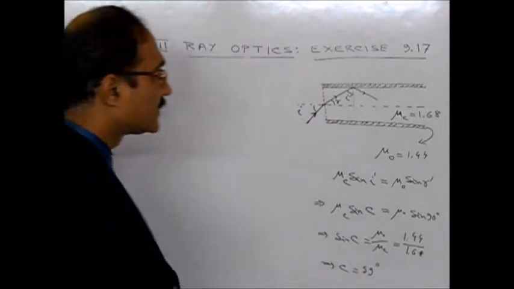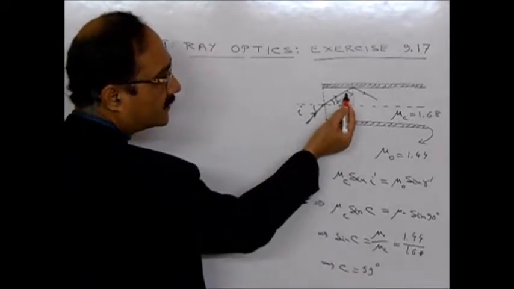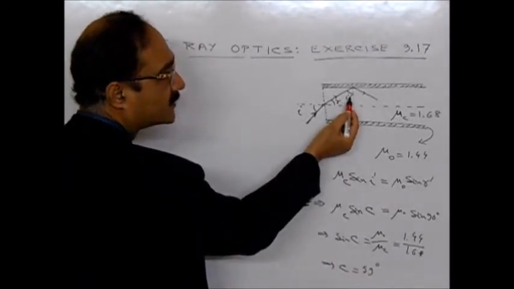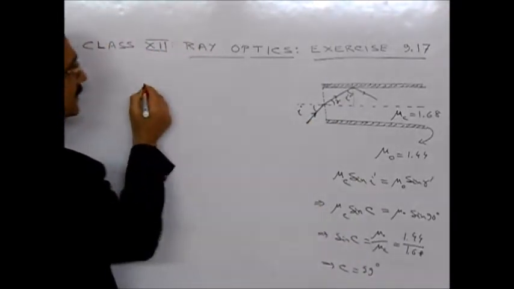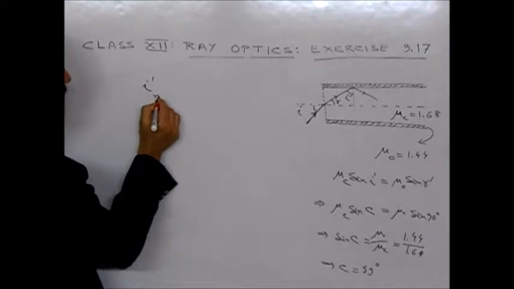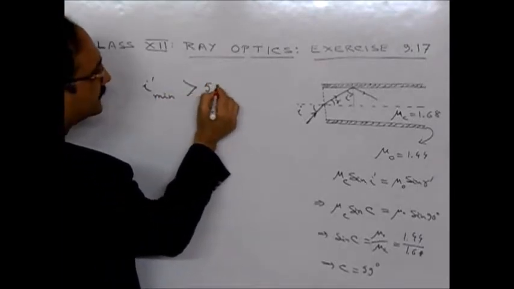Now see, since the critical angle is 59 degrees, that means the angle of incidence here, that is I dash, must be at least 59 degrees, or you can say I dash, its minimum value must be greater than 59 degrees.